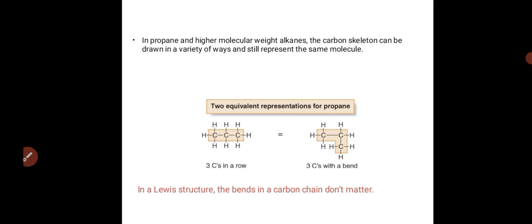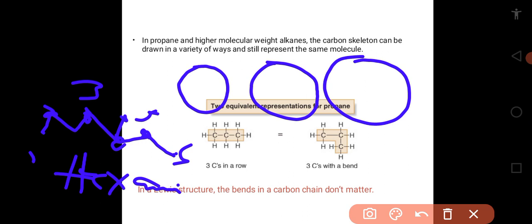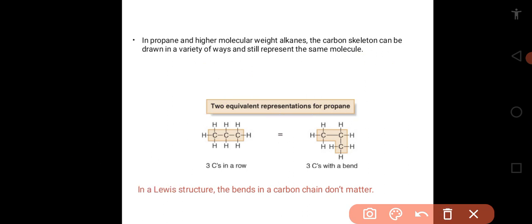So in propane and higher molecular weight alkanes, the carbon skeleton can be drawn in a variety of ways and still represent the same compound. Look at it this way: at this point, all the carbons are in a straight chain. For this one, all the carbons are in a straight chain, and at the same time it can be bent, and they all represent the same thing.